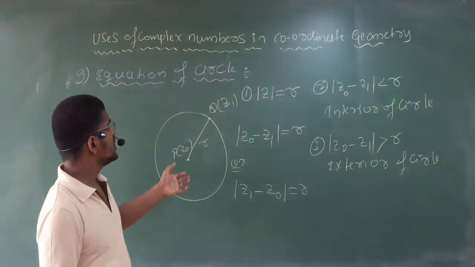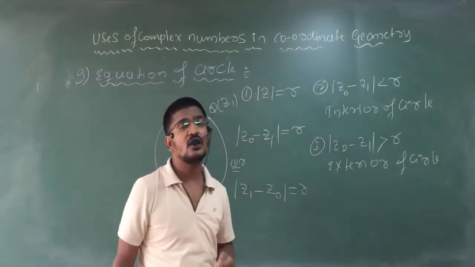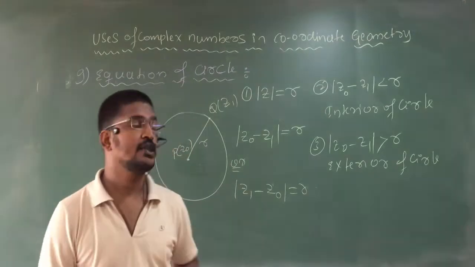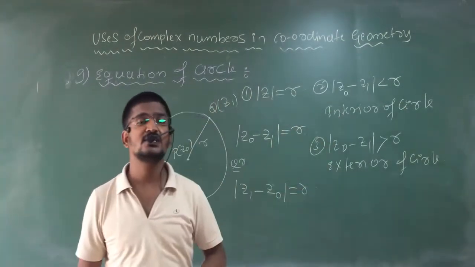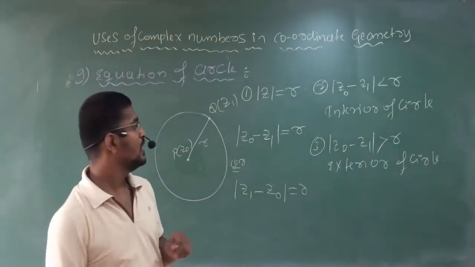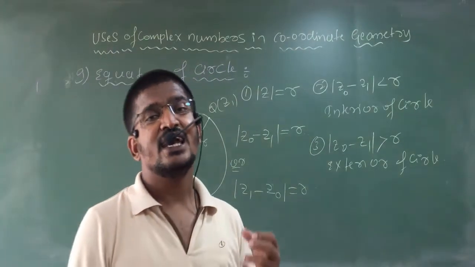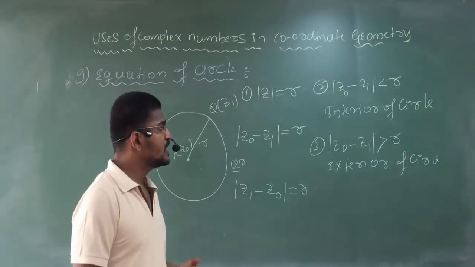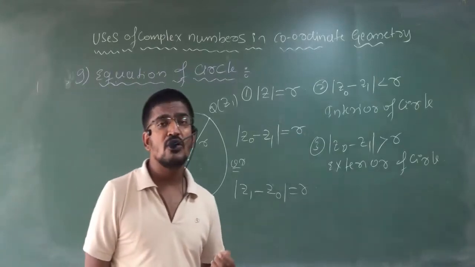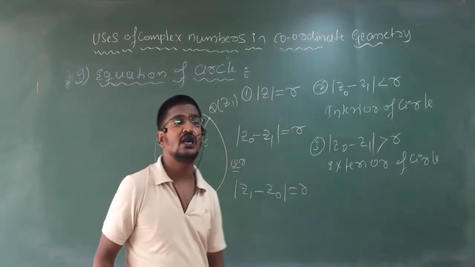So now if this is the equation of the circle, you have three special cases. First one is mod Z equal to R, meaning the circle having center at origin. If you write mod of Z minus Z0 is lesser than R, it is the interior of the circle. If you write mod of Z minus Z0 is greater than R, it tells that it is the exterior of the circle. Clear, students? So please remember the equation of the circle is mod of Z equal to R, and these three special cases.